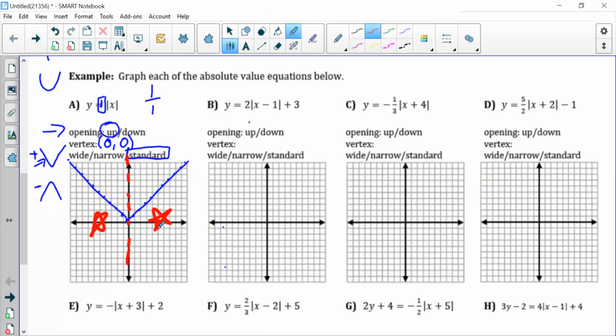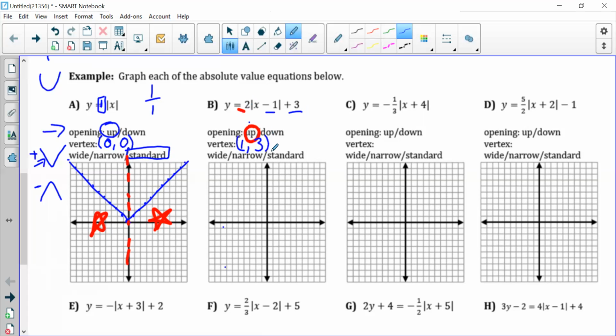All right, so next let's work on our next one. y equals 2 times the absolute value of x minus 1, plus 3. We're still positive, so this is going to open up. Change to blue. All right, the vertex, we're shifting. We shifted right 1 and up 3. So my vertex is at 1, 3.